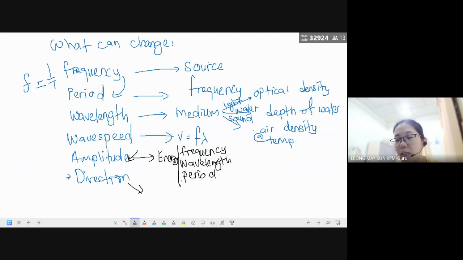When a wave hits a wall, does the source change? If the source doesn't change, the frequency will not change. If the frequency doesn't change, the period doesn't change. Okay, then look at the medium. When the wave hits an obstacle, does the medium change before and after it hits the obstacle? If the medium doesn't change, the wavelength will not change. If the frequency, wavelength and period don't change, the wave speed will remain the same. And then amplitude, does the energy lose? In the ideal case, energy doesn't lose. Okay, but what will change? The direction definitely changes because it reached an obstacle.